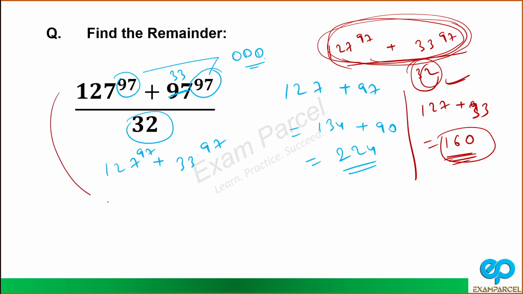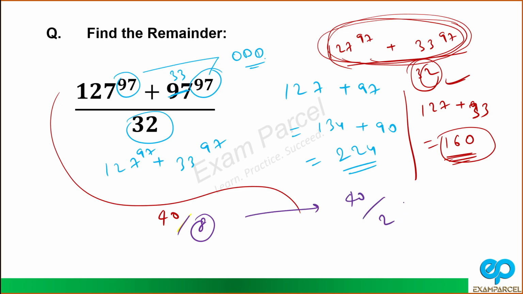Now if you have confusion in this, let's say we have a number 40. Now this is divisible by 8. Now any factors of 8, this will obviously be divisible, right? So let's say 40 by 2. Since this is divisible by 8, obviously this will also be divisible by some factor of 8.